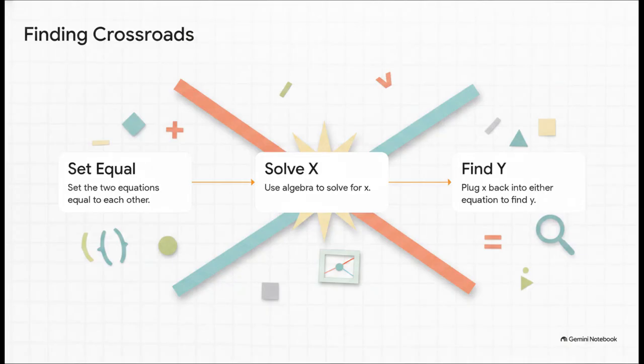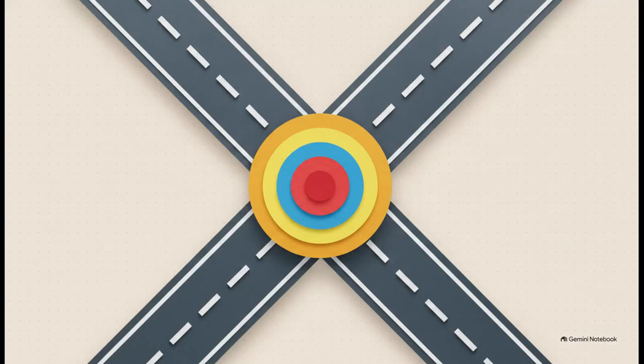Now that might sound a bit intimidating, but it's honestly a foolproof 3-step recipe. Step 1, set the two equations equal to each other. Step 2, use some basic algebra to solve for x. Step 3, plug that x value back into either of your original equations to find y. And that's it. Let's actually walk through one together.